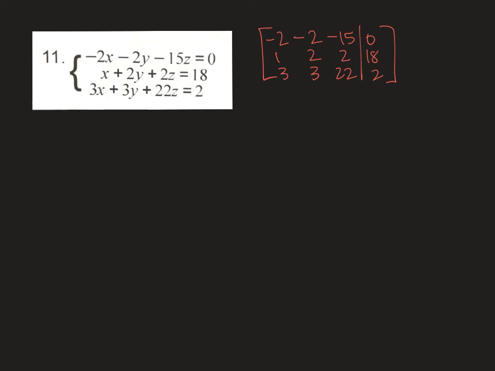So for me, I've got a 1 in my second row, and I'd rather have that in my first row. So I'm going to swap those first 2 rows. And now I want to start getting the zeros and ones that I need. So I'm going to multiply my first row by 2 and add it to my second row.